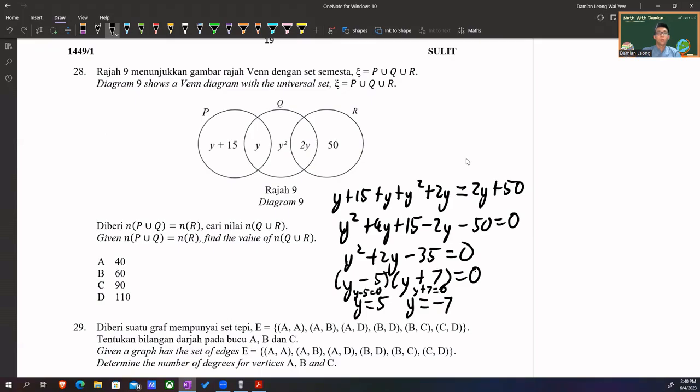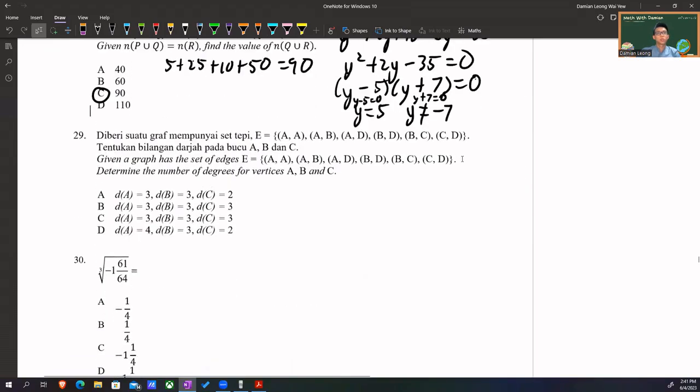But y cannot be negative 7. You cannot have a negative number of elements, so it doesn't make sense. y must be 5. So I want Q union R. Basically here is 5, here is 5 squared, 25, 2 times 5, 10. So Q union R will be 5 plus 25 plus 10 plus 50, which is 90. Answer C.